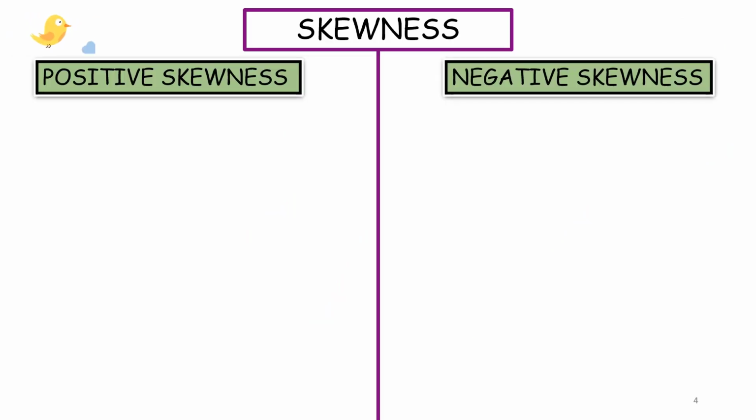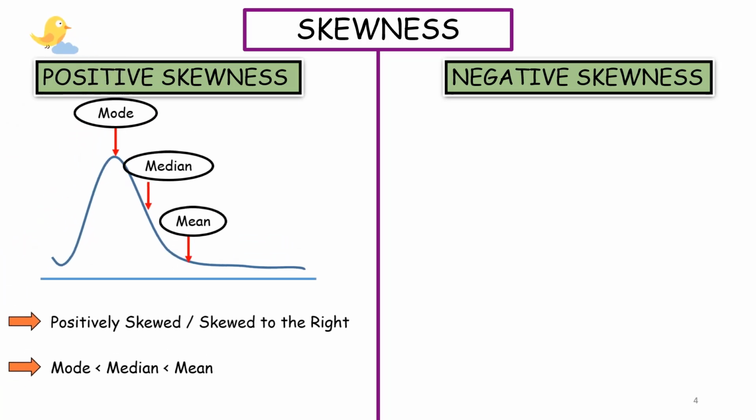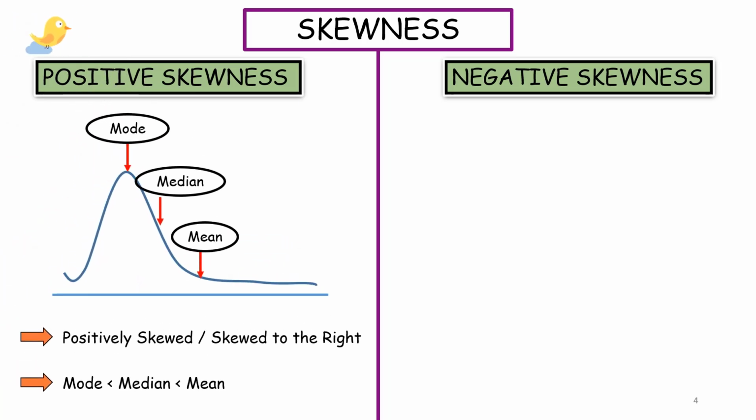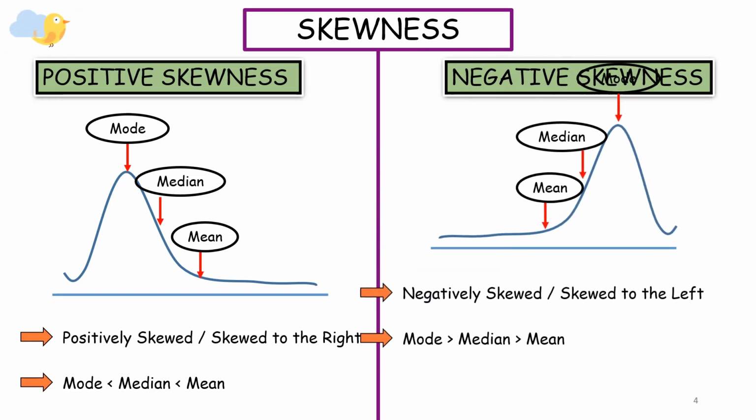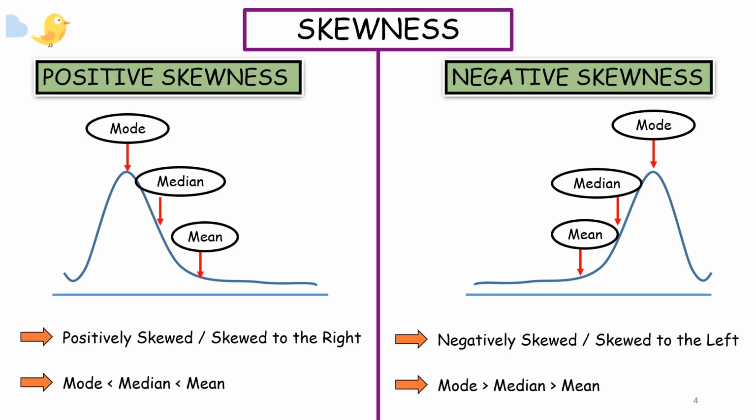The diagram below shows the positive skewness. The value of mode is less than the median, and the value of median is less than the mean. And the next diagram shows the negative skewness. The value of mode is greater than the median, and the value of median is greater than the mean.